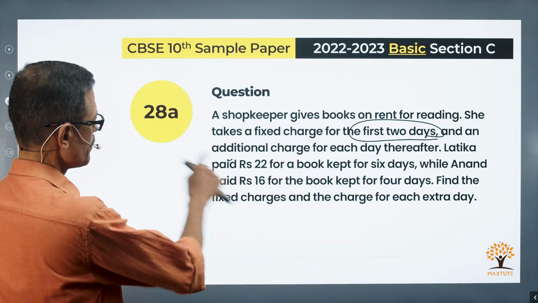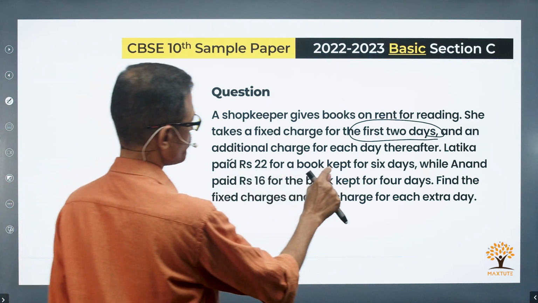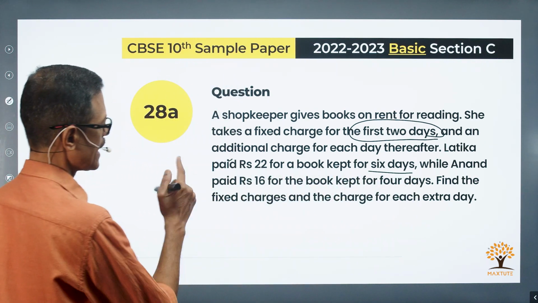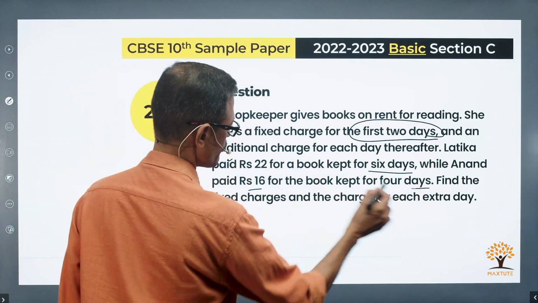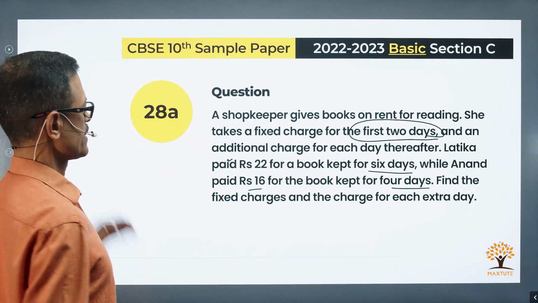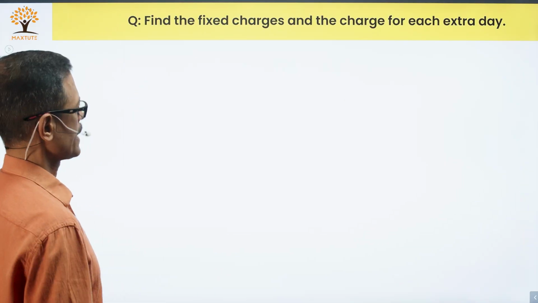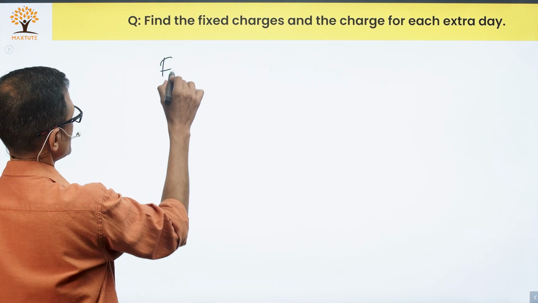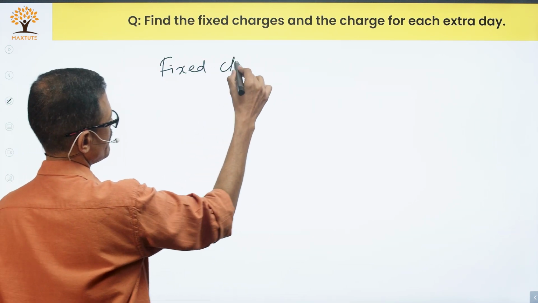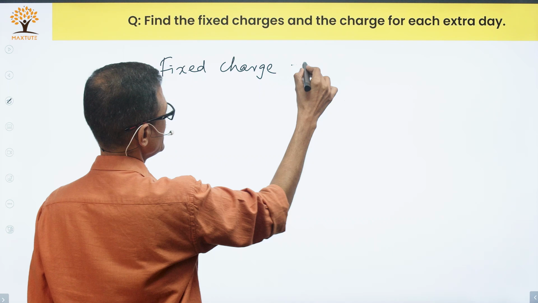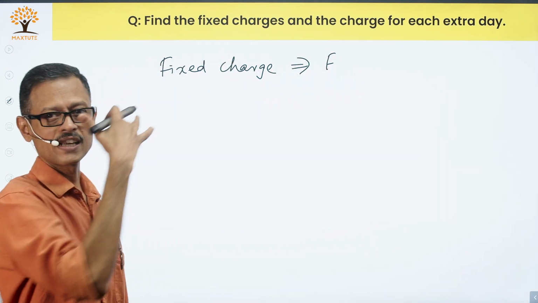Latika paid rupees 22 for a book she kept for 6 days. Anand paid 16 for a book that he kept for 4 days. Find the fixed charge and the charge for each extra day. We'll start with this fixed charge. We'll assign a variable. You can assume it to be x or y. I'll take it as an f. So f stands for fixed charge.